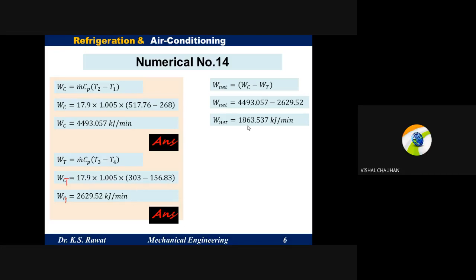My answer is correct Sir, or not? 1859.4. This answer is correct or not? Yes sir. Yes, sir. Okay. So we have calculated the compressor work, turbine work. Just give me a 1 minute. Okay. So this is W net in kilojoule per minute.